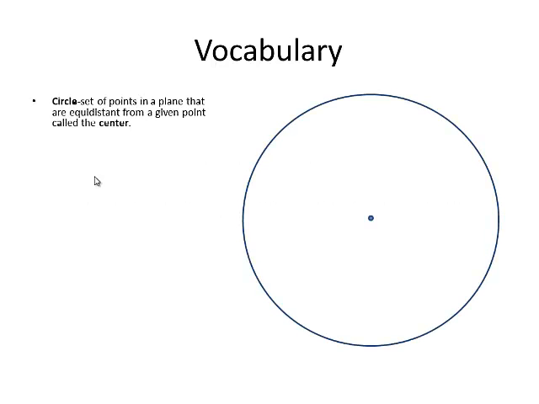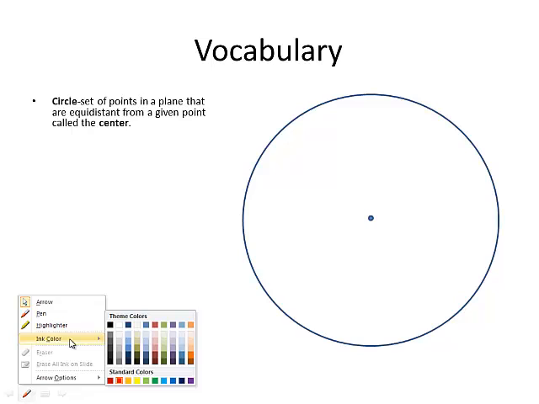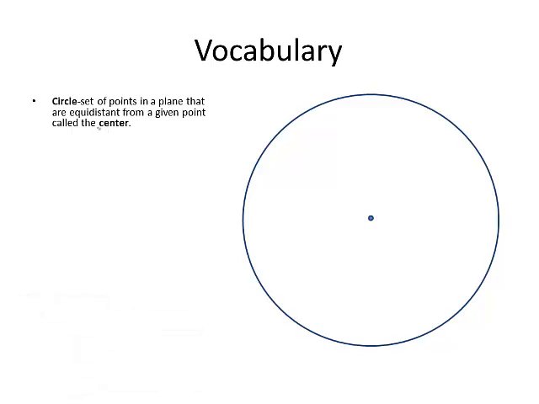So, first thing I have to do is define what a circle is. A circle is a set of points in a plane, so a two-dimensional surface, that are equidistant from a given point. The given point is called the center, and I have it labeled in blue. So there's my blue, there's my center.